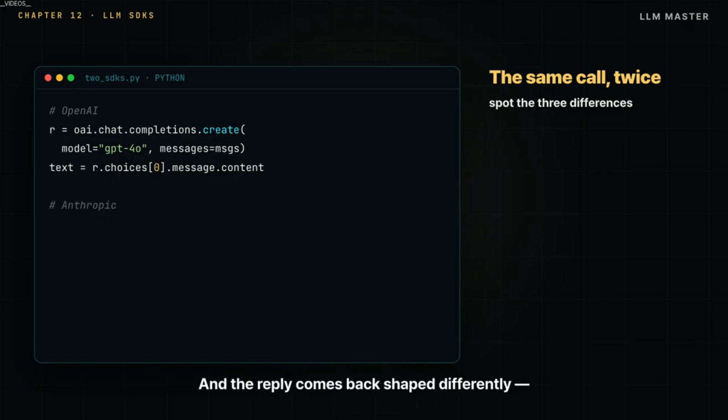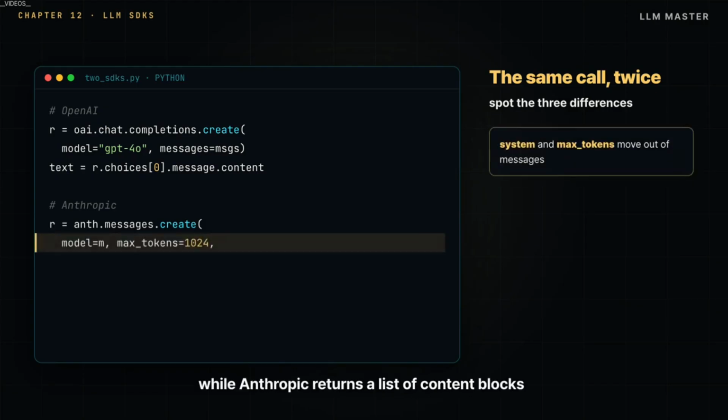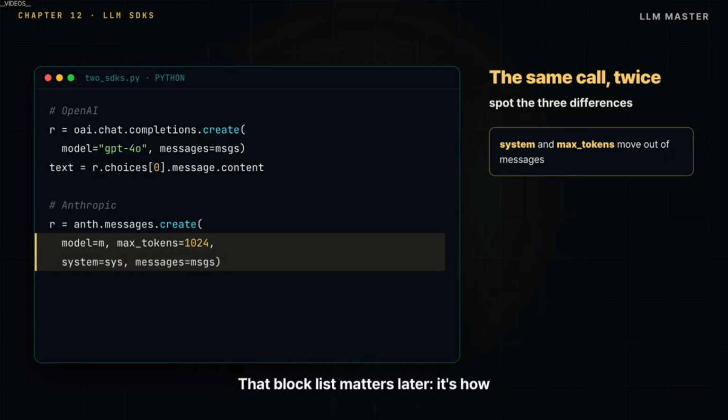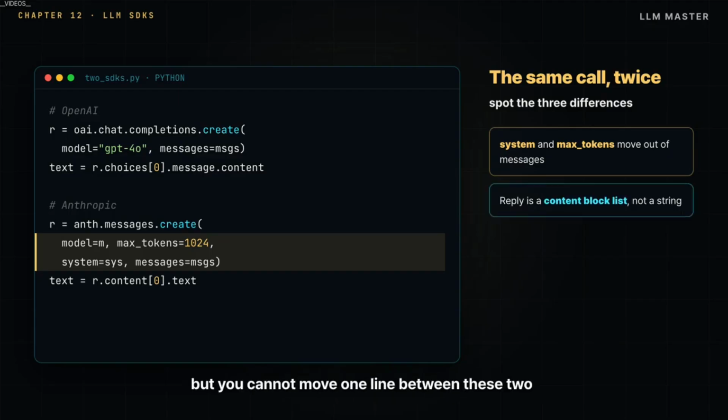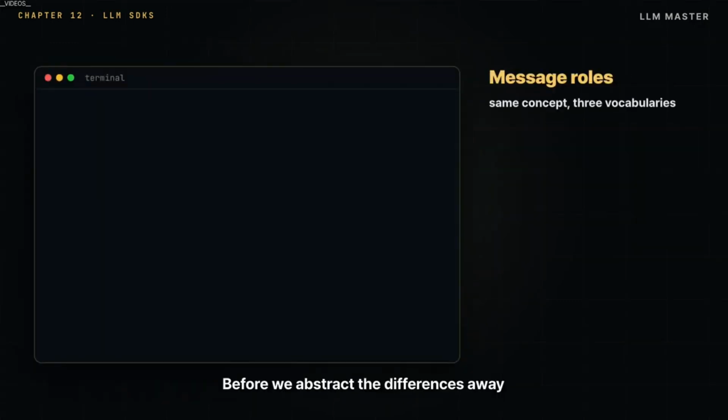And the reply comes back shaped differently. OpenAI hands you choices, index 0, message, content, while Anthropic returns a list of content blocks, so the text lives at content, index 0, .text. That block list matters later. It's how Anthropic interleaves text with tool use and thinking blocks in a single response. Same request, same model quality, but you cannot move one line between these 2 without translating it. That gap is exactly what the next tools exist to erase. Before we abstract the differences away, it's worth naming them precisely because these are the ones that bite.